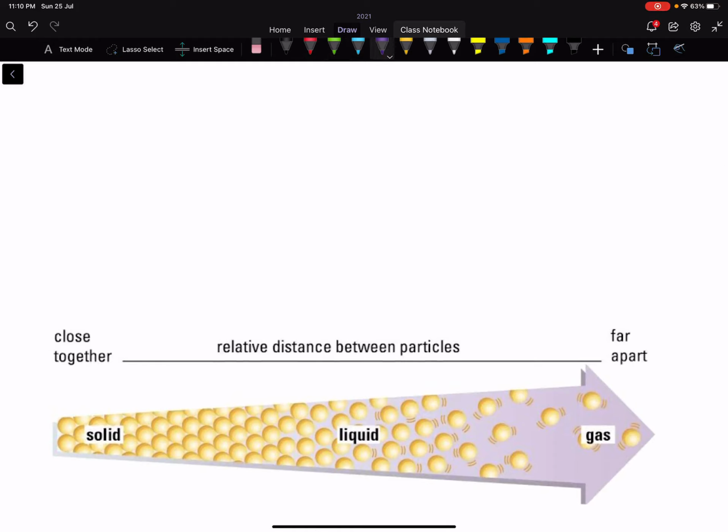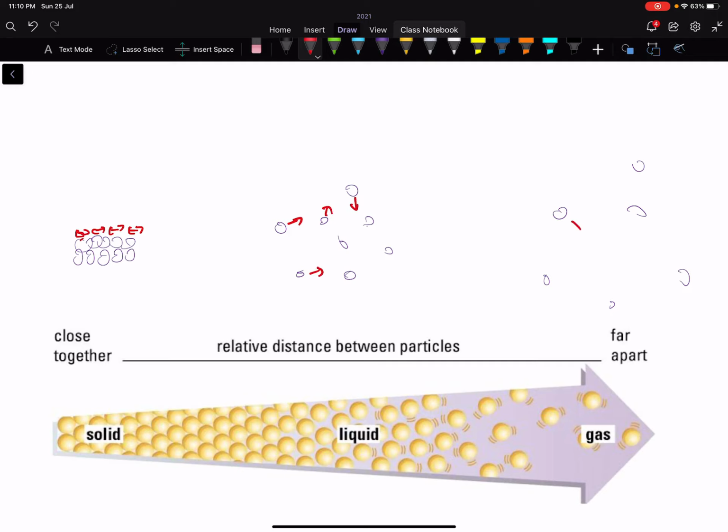Some things to note here. Remember how solids are particles arranged very closely together? Liquids, on the other hand, are slightly further apart, right? And gases are even more spread out. Another thing that we should remember is that these particles vibrate in their fixed position, whereas the particles in liquids move freely, and gases also move freely, but they move a lot faster. Alright?